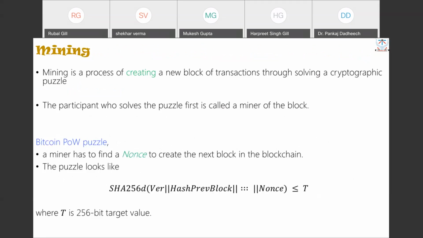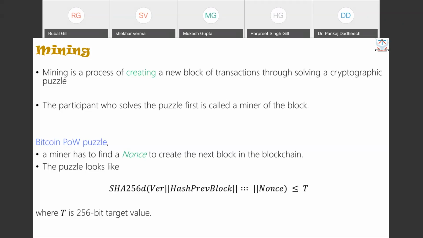So this process of winning the proof of work contest, solving the puzzle, creating a new block and attaching it is what is known as mining. And the participant who solves the puzzle first is the miner of that particular block. So let's revise it once again. What is the miner doing? The miner has to find a random number, a nonce, to create the next block.